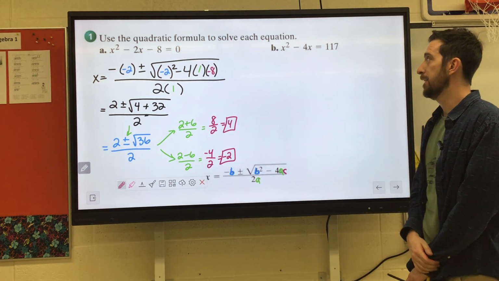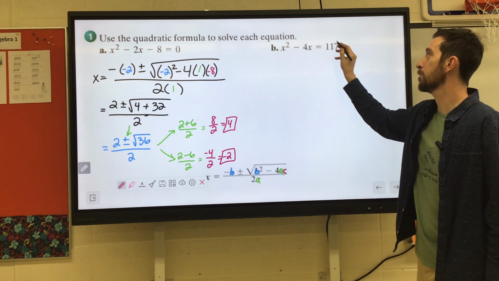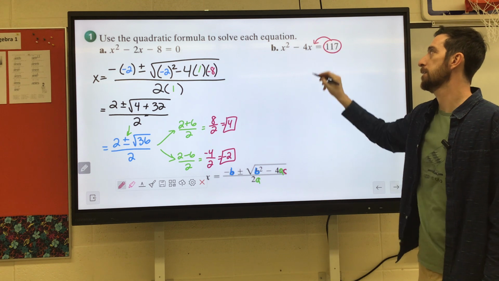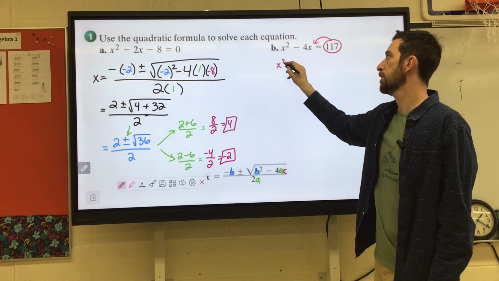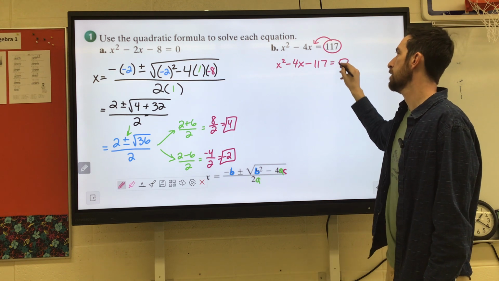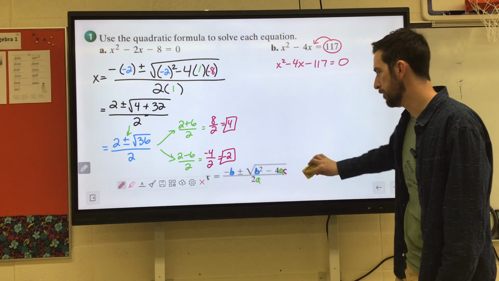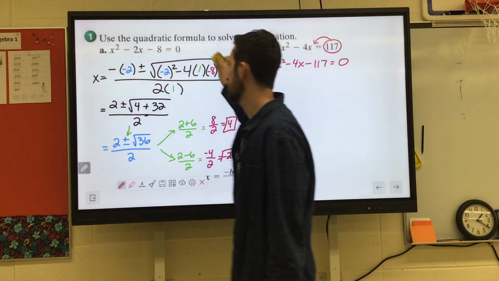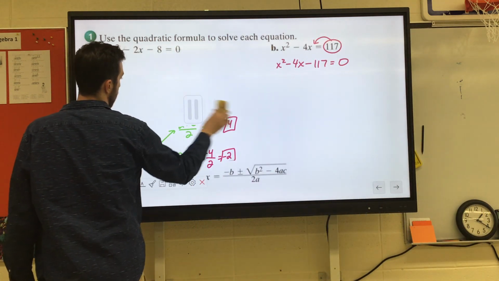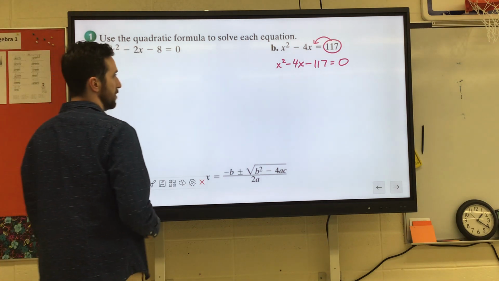All right, and b, there's an issue here. It has to equal 0, so we're going to have to move this 117 to the other side. So that'd be x squared minus 4x minus 117 equals 0. And now we can drop stuff into our equation here. I'm going to erase this so I've got some space.